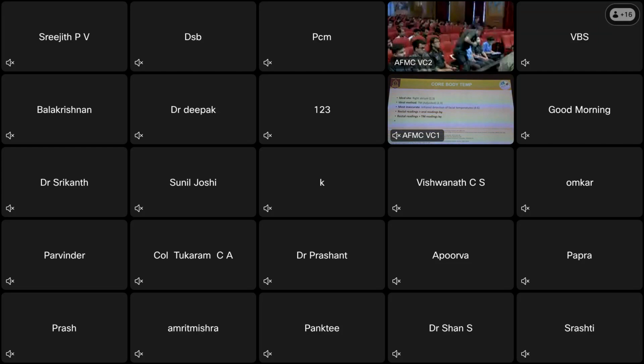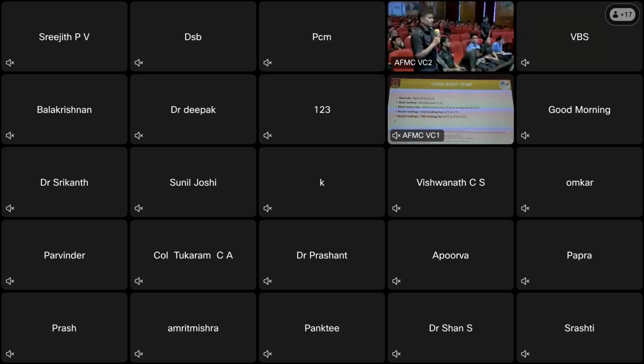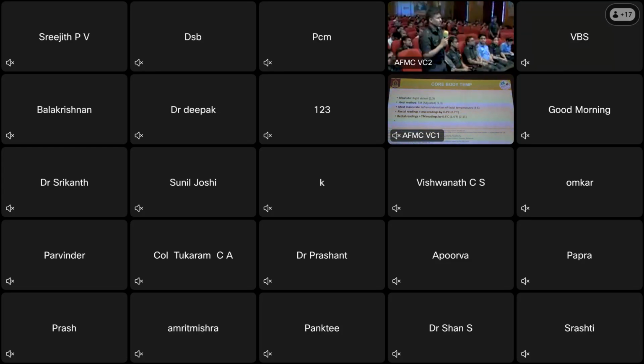Rectal more than oral by what temperature difference? 0.3 to 0.5 degrees centigrade. 0.4 degrees Celsius, 0.7. Next, rectal more than tympanic by? 0.5, sir. So it is 0.8 degrees Celsius or 1.4 degrees Fahrenheit. Is the rectal temperature equivalent to the core, the ideal temperature, equivalent, more or less? More or equal. It is less than the ideal temperature, that is the pulmonary artery or the right atrial temperature.